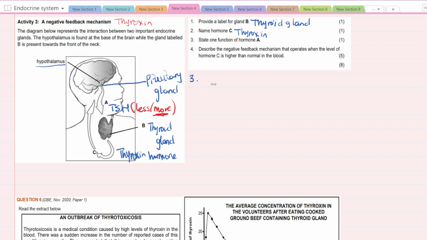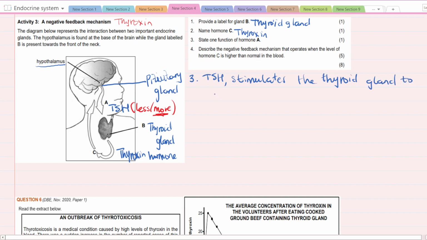Then they say number three, state the function of hormone A. So for number three, how does hormone A function in your body? Well, that is TSH. TSH stimulates the thyroid gland to secrete more or less thyroxine. Right, that is what it does.